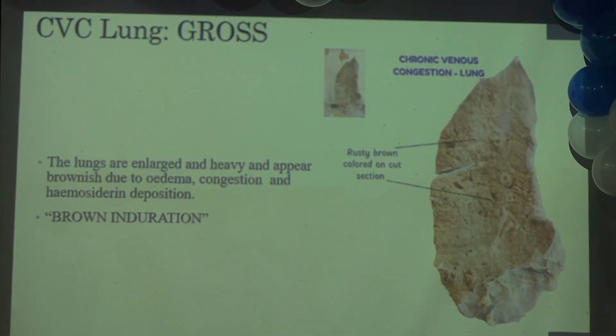Next is CVC lung. Even in CVC lung, the lungs will be enlarged and heavy and will appear brown. Can you see this brownish appearance of the cut surface? It is because of edema, congestion and hemosiderin deposition, and this appearance is often known as brown induration.